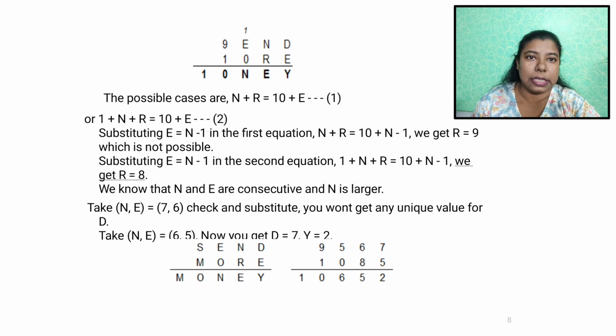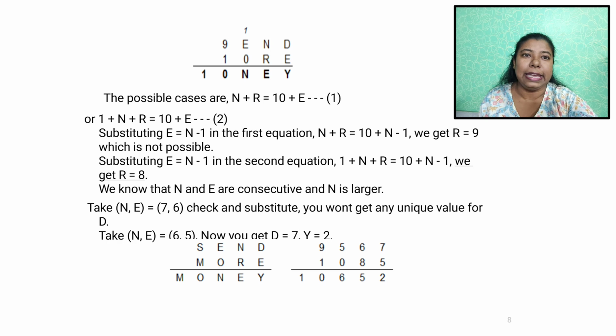If we consider R equals 8, then what is the value? 1 plus N plus R equals 10 plus N minus 1. Using a simple mathematics process, we have R equals 8. That means we got the values of S, M, O and R. Okay, now what is the value of N?